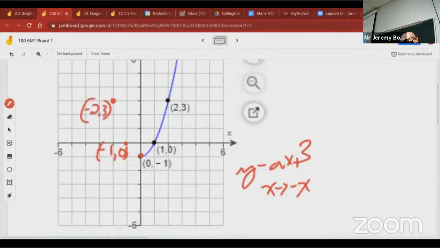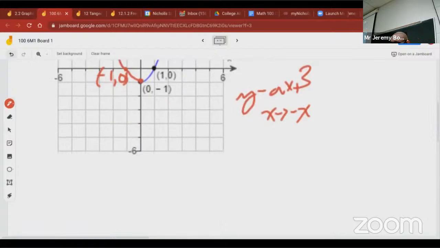And so that means our graph should go like that. Oh, I missed the 1. To be symmetric with respect to the y-axis. Any questions on that? Okay, so it gets a little bit more difficult. We go to the next one.